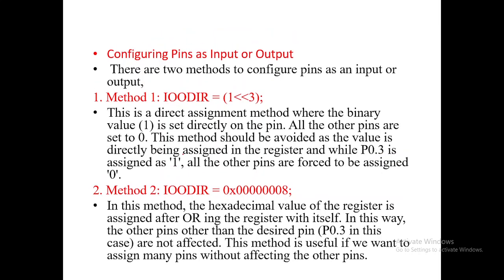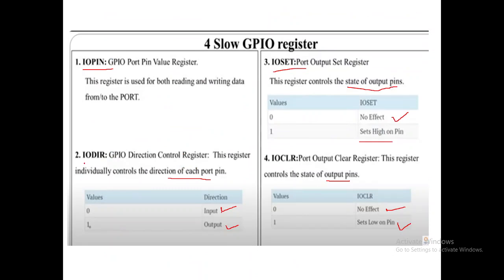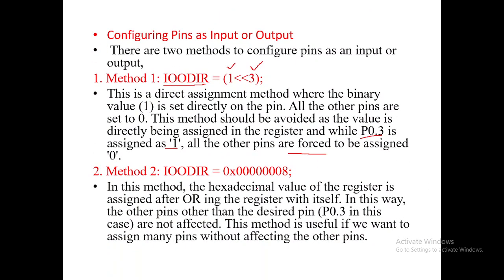Means what? Here in IO direction, that pin we set as 1, means that pin we have selected as output. Pin number 3 of port 0 we have selected as output.